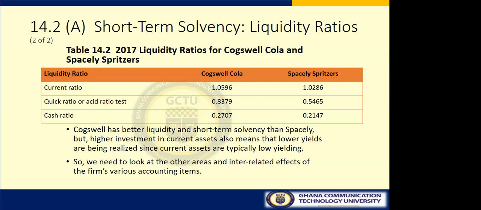Okay. What about the cash ratio of 0.2707 for Cobweb Cola, and that of Spritzers 0.214? For the first one, I would say that the company was able to pay its current liabilities by using most of its liquid assets, as compared to the other one. The first one is 0.27 and the other one is 0.21. So the first one was able to manage its liquid assets to pay its short-term loans. Thank you. All right, thank you.